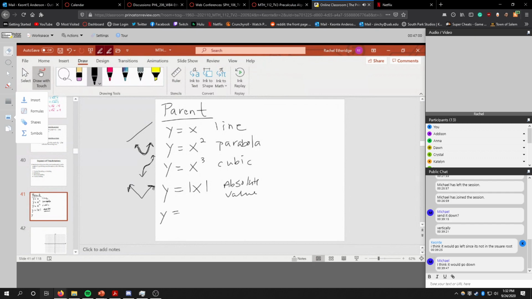And then you might have y equals square root of x, and square root always starts at a point. We looked at the domain of that, and we know the square root can't go to the left, so we just put a dot there. And we just curve it around a little bit. So this is your square root.